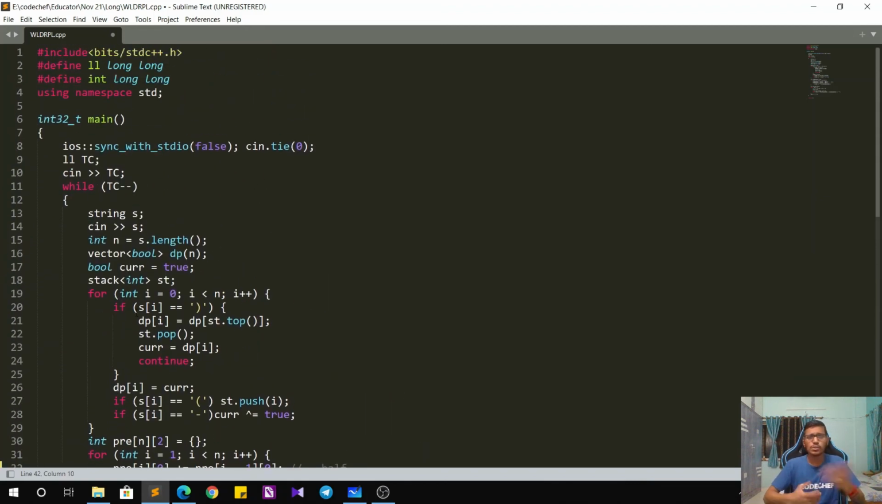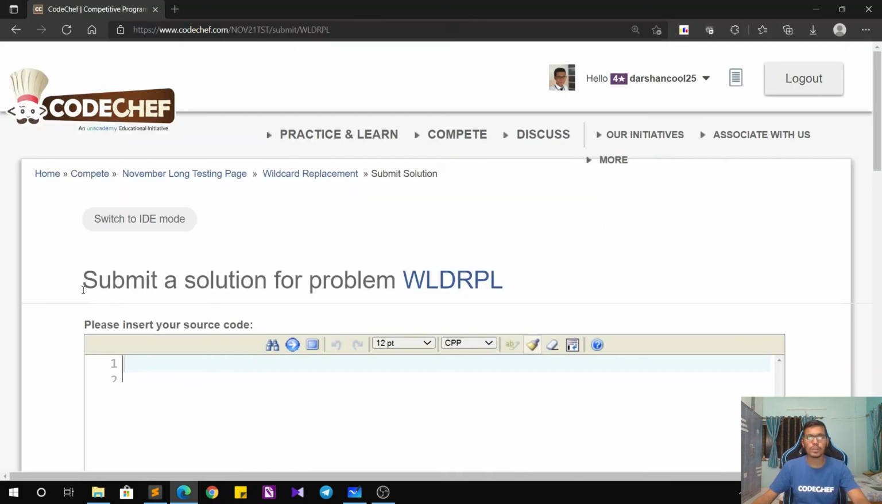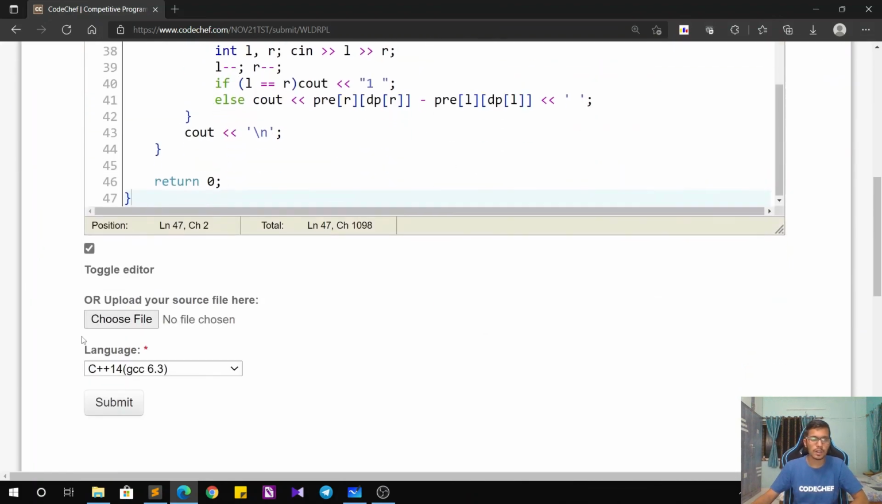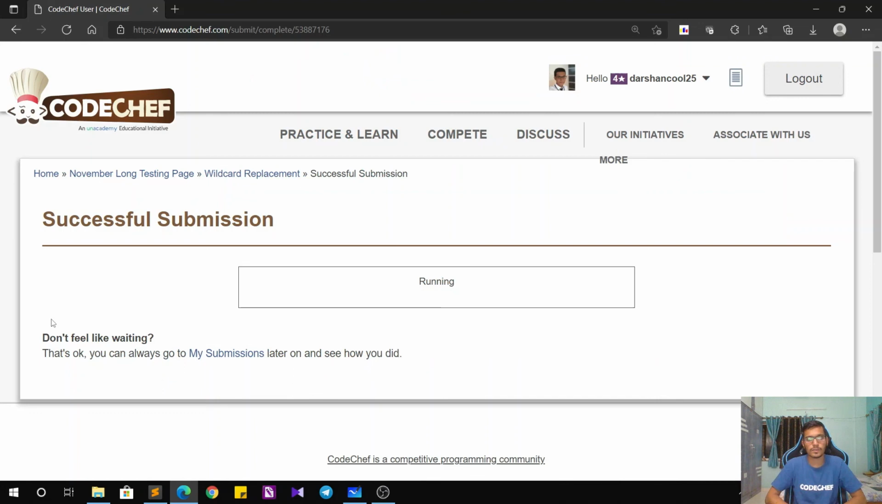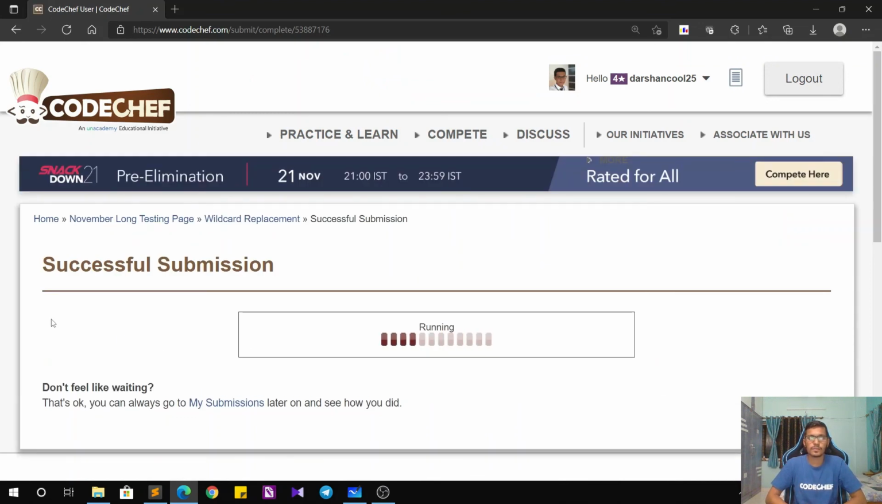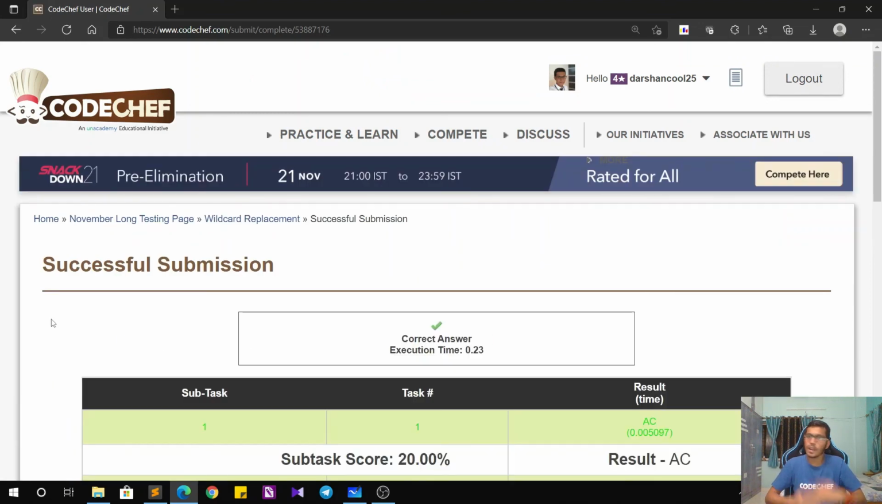And let's now submit the code on CodeChef IDE to test our correctness. So let's copy and paste the code, change our language to C++17 and let's submit the code. Great, so our solution works.